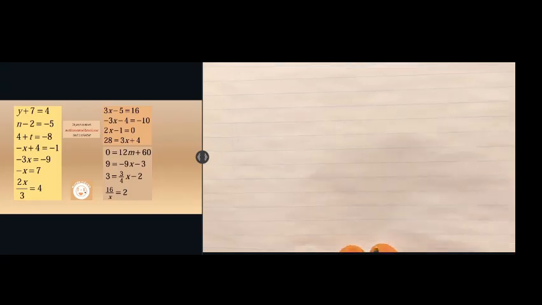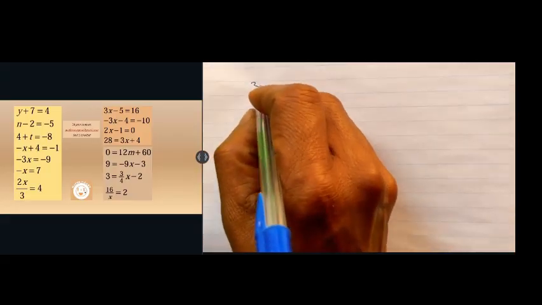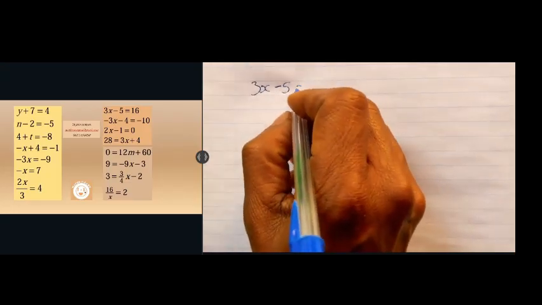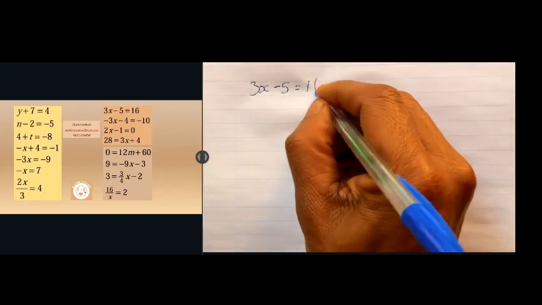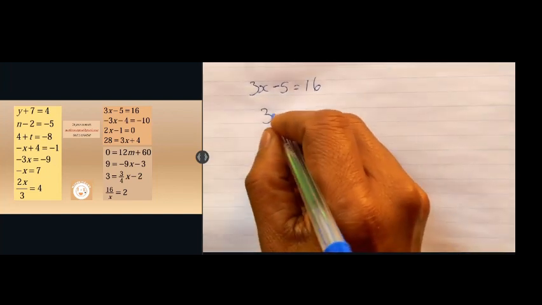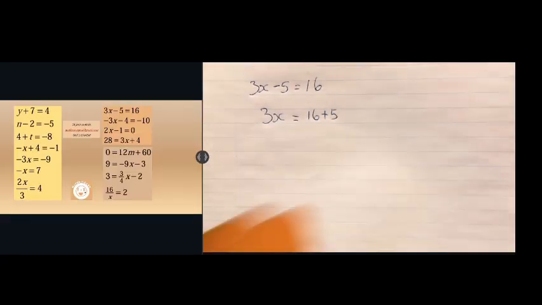So they want to test your mind there. So let's start with the first one on top. The first one on top, it says what? It says 3x minus 5 is equals to what? Is equals to 16, isn't it? This one. We now know. We have 16 plus 5.